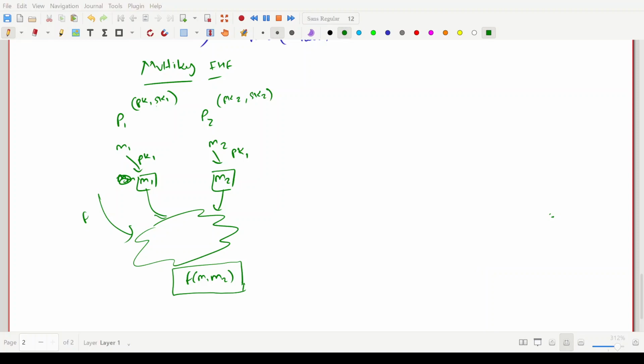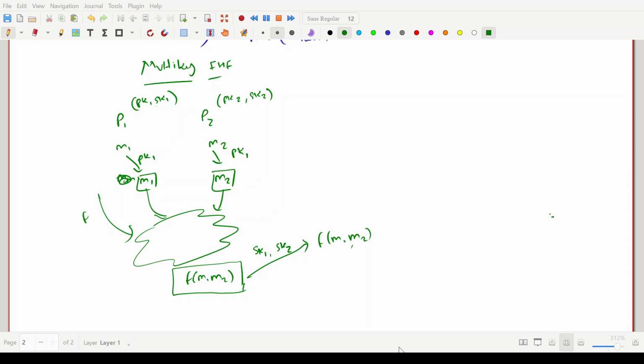And to decrypt it, both the persons have to be involved, as I told you, they cannot decrypt it with only one secret key, so both the secret keys need to be involved, and they can get this f of m1 m2, which can be done with multi-party computation, because here there is not much computation. So this is how the basic multi-key FHE scheme works. Okay, let us now see the definition.